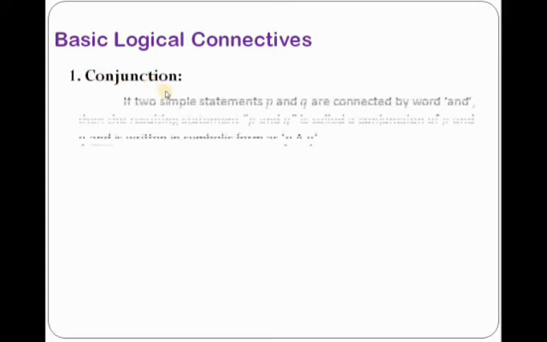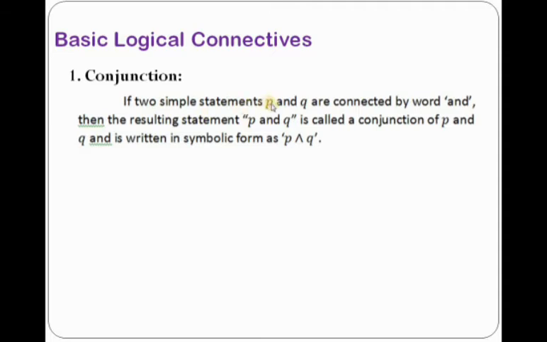So conjunction. We always represent statements as small letters. I'm taking two statements, and both of them have to be simple. Two statements P and Q are connected by the word and. If two statements are connected by and, then the resulting statement, that is P and Q, is called the conjunction of P and Q. If you use and, such a connective is known as conjunction.